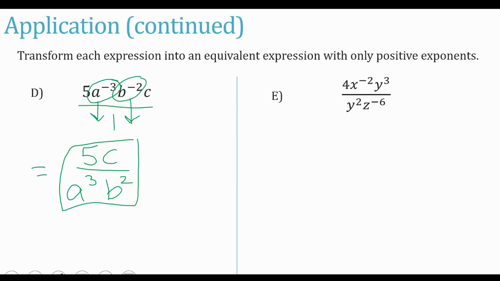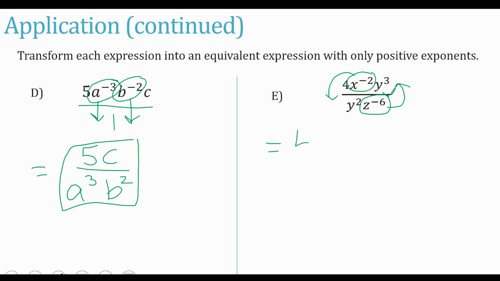Okay, let's take a look at example E. Now we have a fraction involved here. We have some same bases. So where I'm going to start is I'm going to circle my negative exponents. Remember, only circle the ones with negative exponents. Don't circle the numbers and everything like that. I know that that's going to come down into the denominator, and this is going to move up into the numerator. So I'm going to do that first, and then I'm going to reevaluate if I can do anything else.